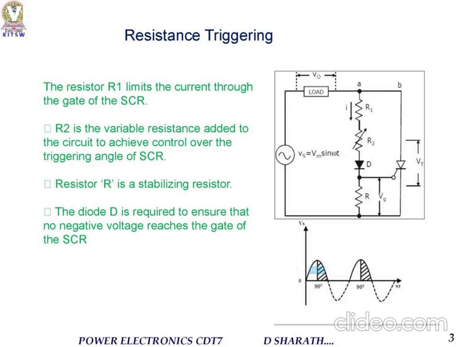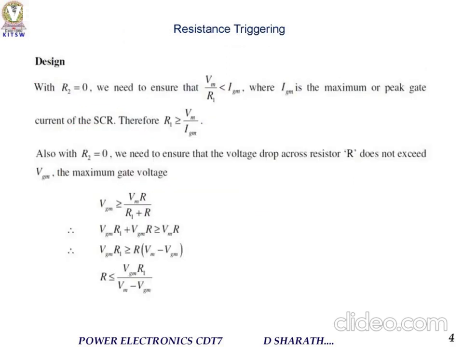This is the circuit diagram. Here we have R1 resistor, which limits the current to the gate of the SCR. R2 is a variable resistance added to the circuit to control the triggering of the SCR. Resistor R is a stabilizing resistor. The diode is required to ensure that no negative voltage reaches the gate of the SCR.